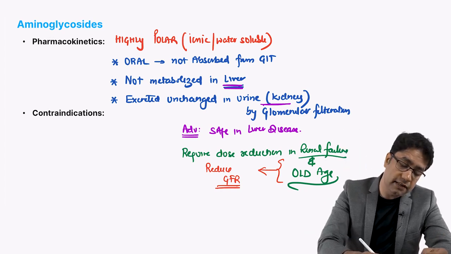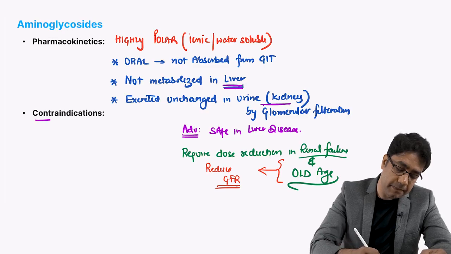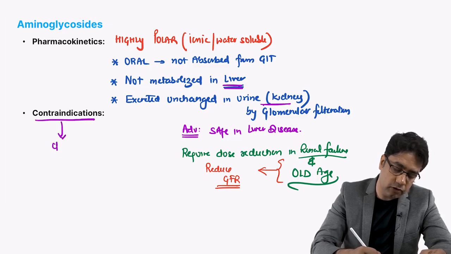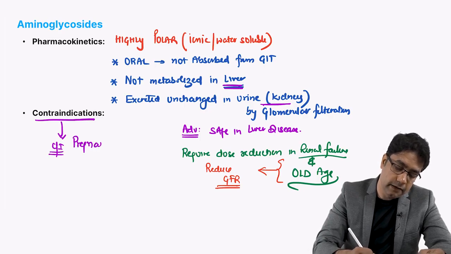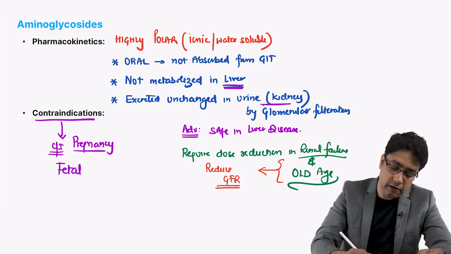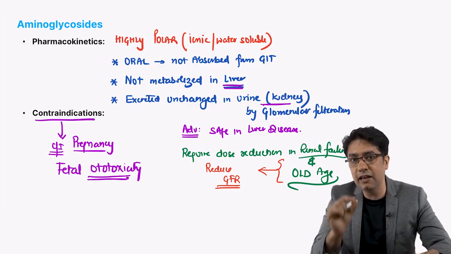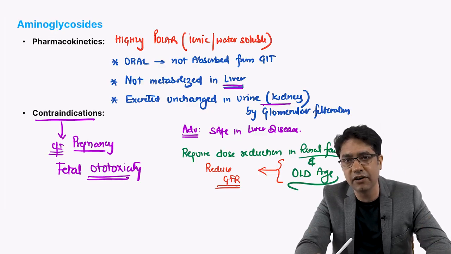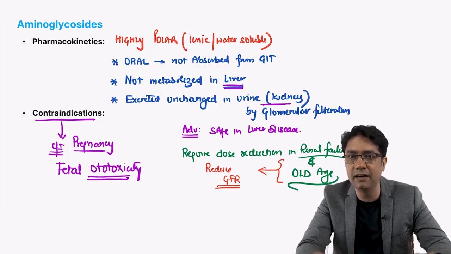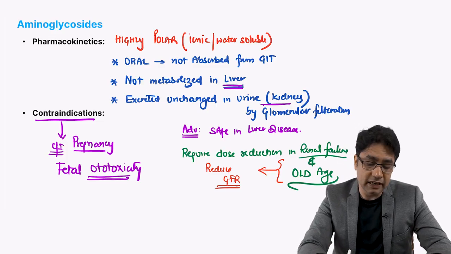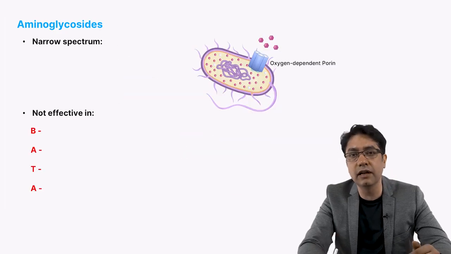But what is the contraindication? Aminoglycosides are absolutely contraindicated in pregnancy, because in pregnancy they can cause fetal ototoxicity. And ototoxicity, we will also discuss, is a very important and dangerous side effect of aminoglycoside. Permanent deafness can happen. So next few important point is aminoglycoside, they are narrow spectrum drug.